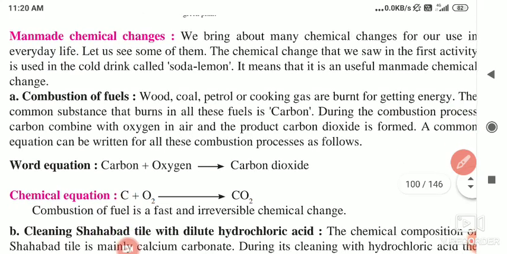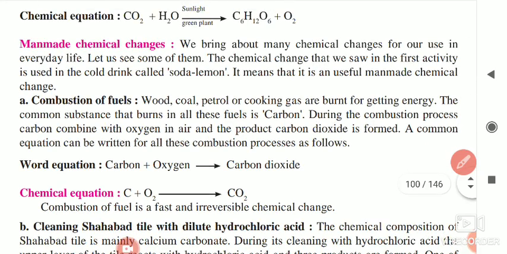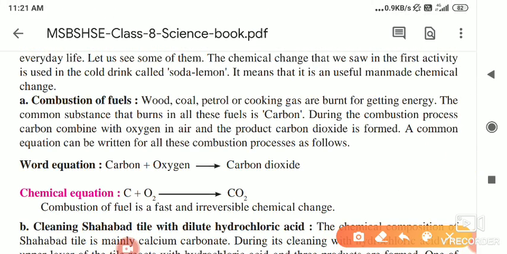Second one is the combustion of fuels. When the fuel burns, what happens? The wood, coal, petrol, cooking gas are burnt for getting energy. Okay, we are burning these things for getting the energy. The common substance that burns in all these fuels is called carbon.